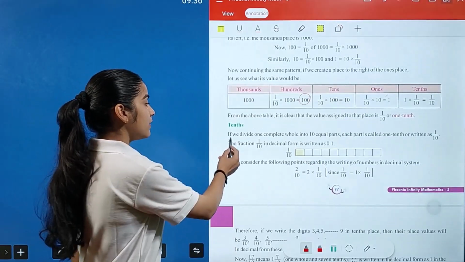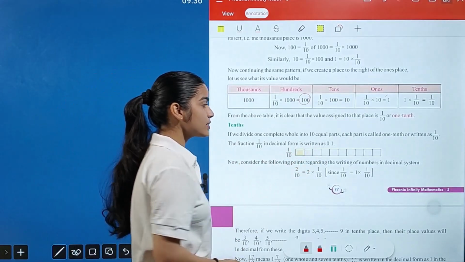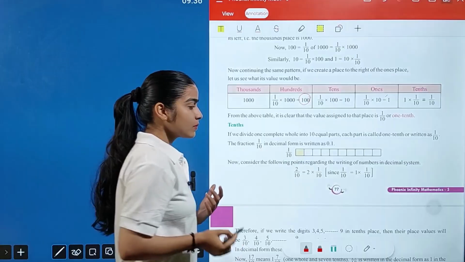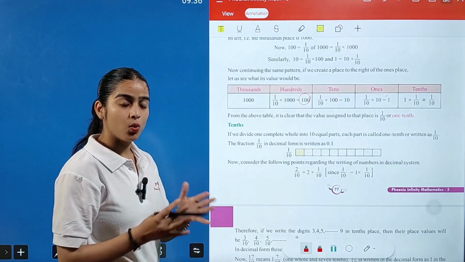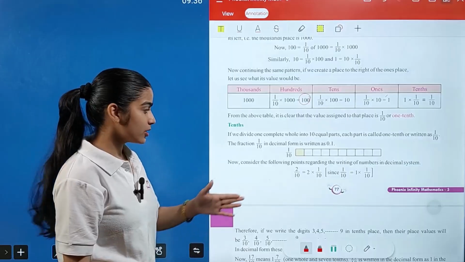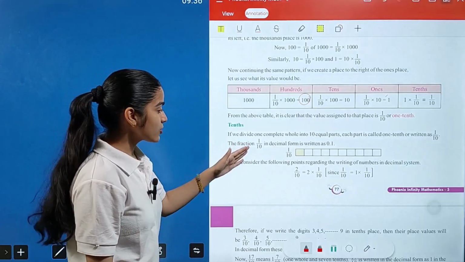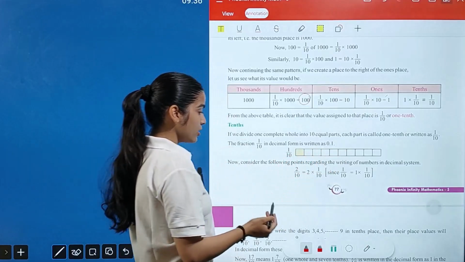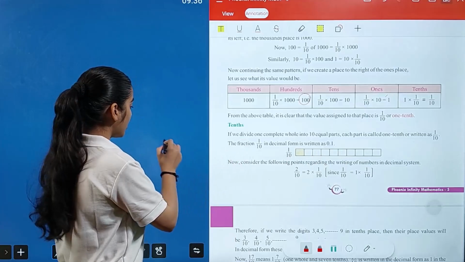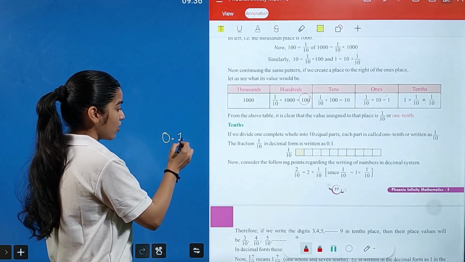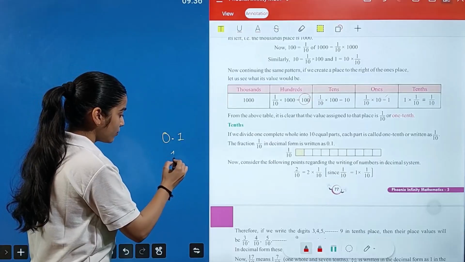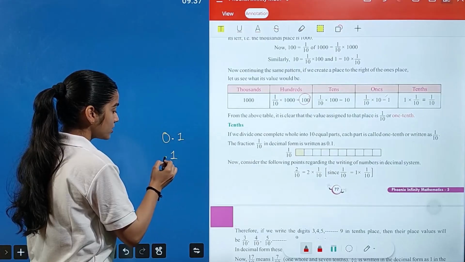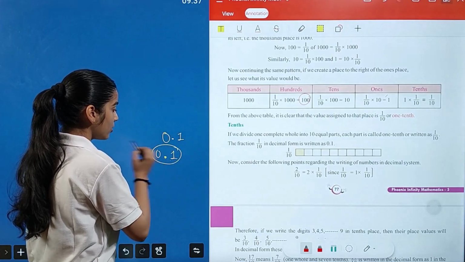Now, if we divide one complete whole into 10 equal parts, each part is called 1/10, written as the fraction 1/10. So we already know that if we divide a whole object into 10 equal parts and use only one part of it, the fraction will be 1/10. In decimal form it is written as 0.1. So how can we write it? Always keep in mind, first you write 1. How many zeros are there? Only 1. So first you write 1 and put a point before it. So 0.1 is your answer.